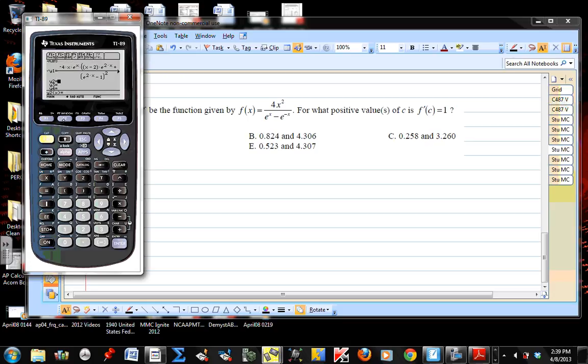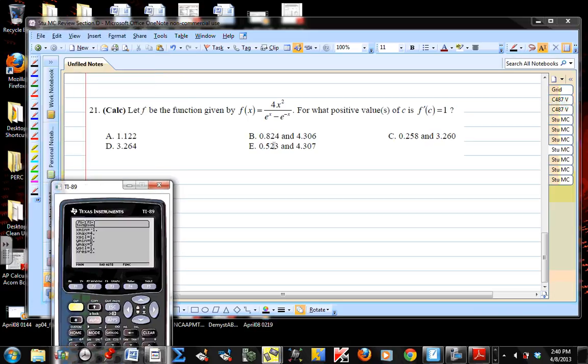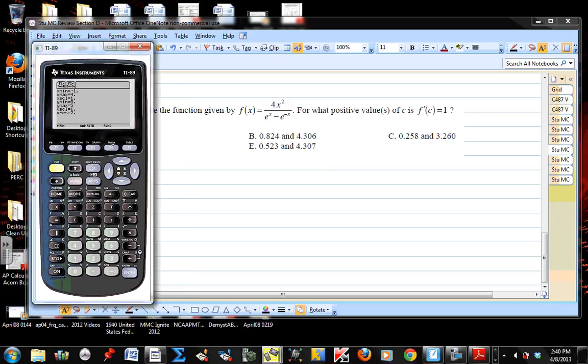And before we graph, let's go look at the viewing window. I don't think we need a very wide view. So we want to know when f prime is equal to 1. So we definitely need something there that is lower than 1 and higher than 1. So I'm going to set the y values from negative 1 up to positive 4. Just get a good little view. The x min is going to be 0. The x max is going to be 5. And the reason you know that is if you look at the options that are listed, they're all positive values. And the largest value is 4.307. So now our viewing window is set, and we'll graph.